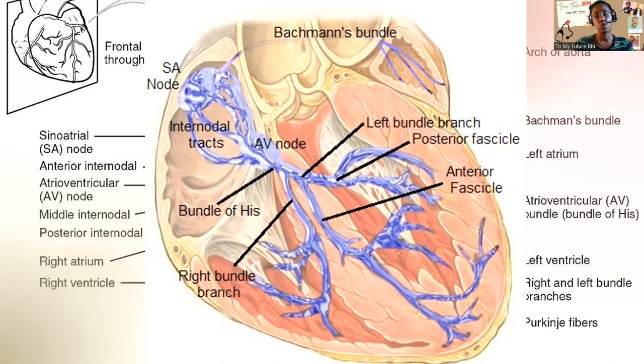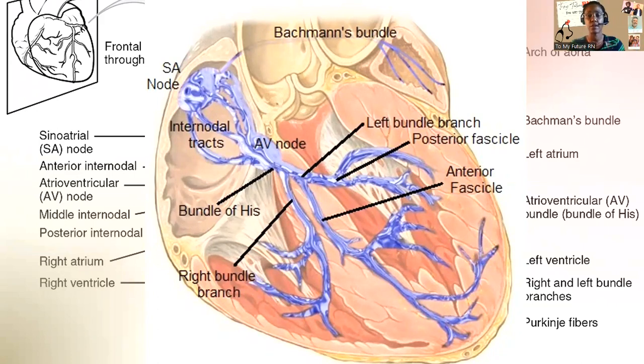The AV node's main responsibility is actually to slow down the conduction of the impulse fired by the SA node. It gives the atrium time to contract before it sends the impulse to the ventricle. The AV node is responsible for delaying it just enough time for the atrium to fill up and empty.